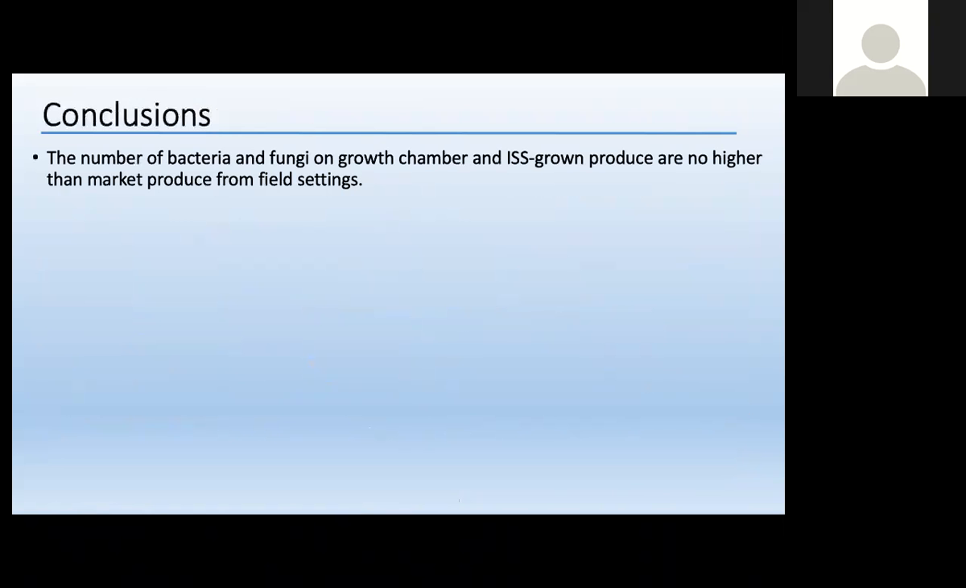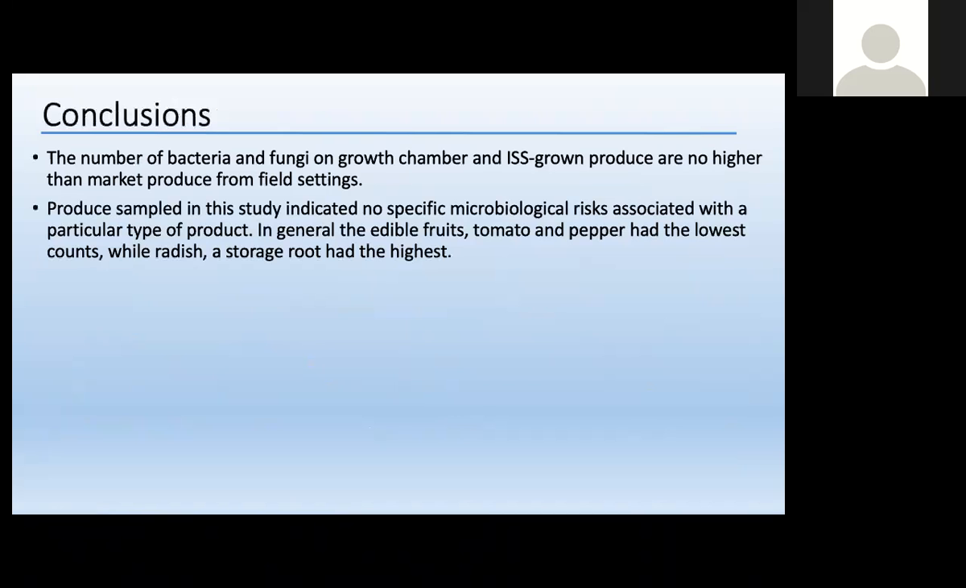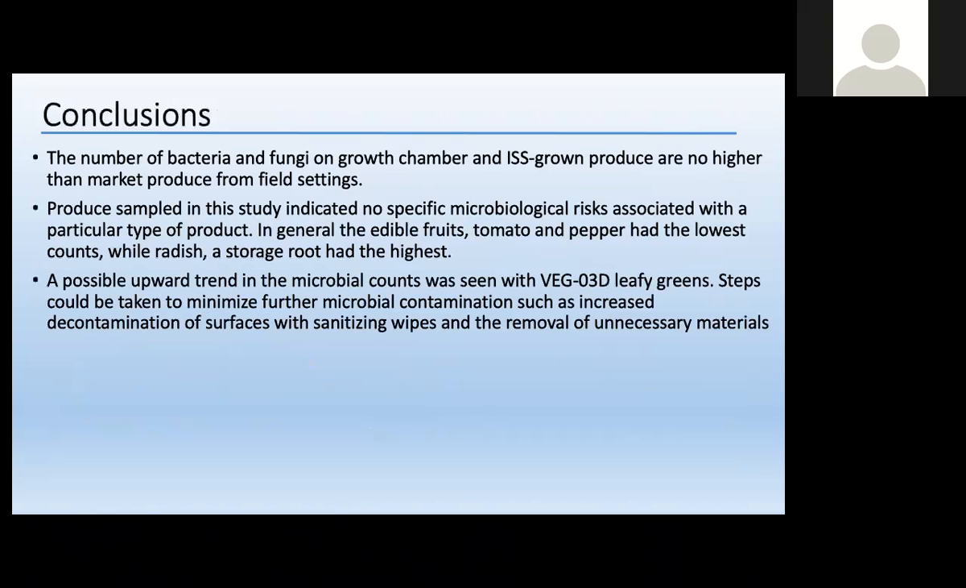In conclusion, the number of bacteria and fungi on growth chamber and ISS grown produce are no higher than market produce from field settings. Produce sampled in the study indicated no specific microbiological risks associated with a particular type of product. In general, the edible fruits, tomato and pepper, had the lowest counts, while radish, a storage root, had the highest, but that would be expected. A possible upward trend in microbial counts was seen with Veggie 3D leafy greens.